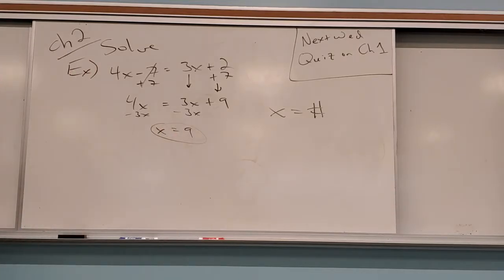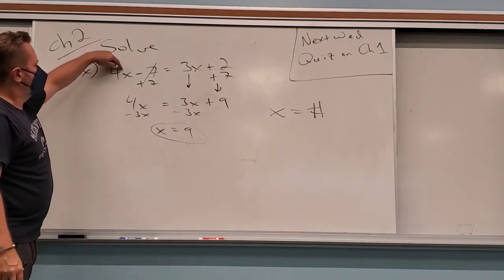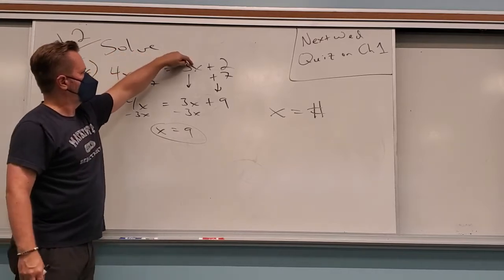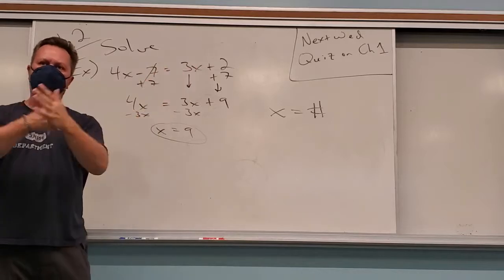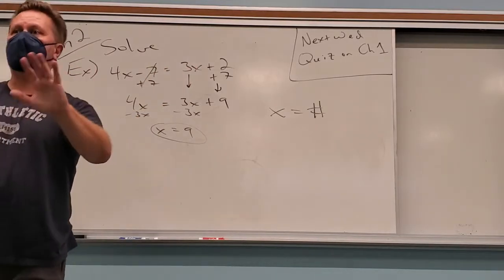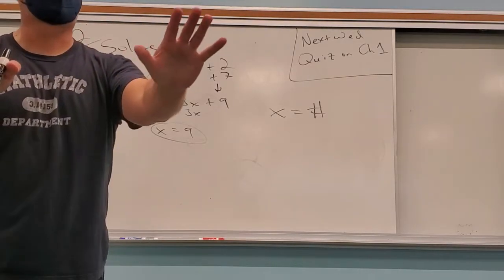Okay. And then how do you check that answer? Plug it in and see if it actually makes something that makes sense. 4 times 9 is 36, minus 7 is 29. 3 times 9 is 27, plus 2 is 29. So it does work. I like it, right? So that's nice. That's gotta be a gimme problem, okay?